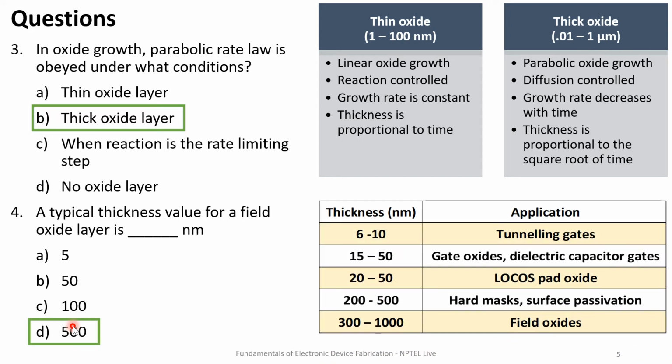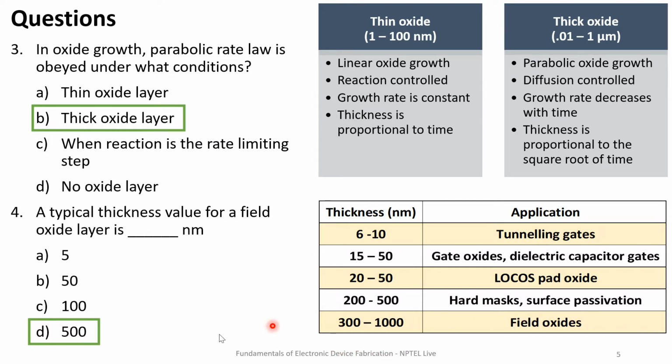So in this case, we have a particular table where it gives the thickness versus the application. 6 to 10 nanometer in case of tunneling gates, 15 to 50 nanometers in case of gate oxides and dielectric capacitor gates, 20 to 50 nanometers where silicon oxide pads are made, then 200 to 500 nanometer for hard masks and surface passivation, 300 to 1000 nanometers for field oxides.